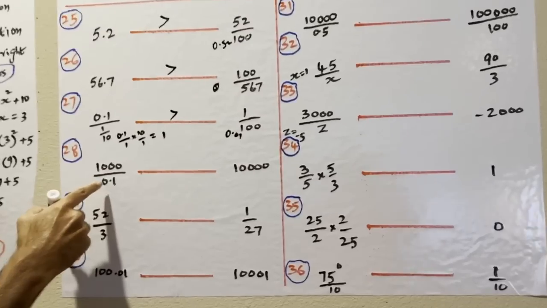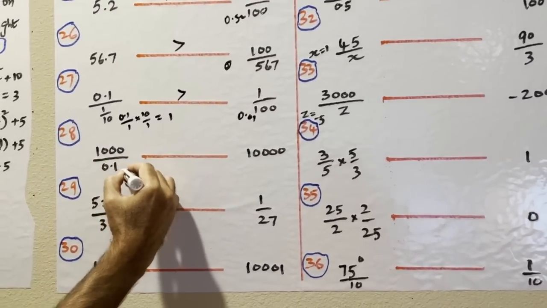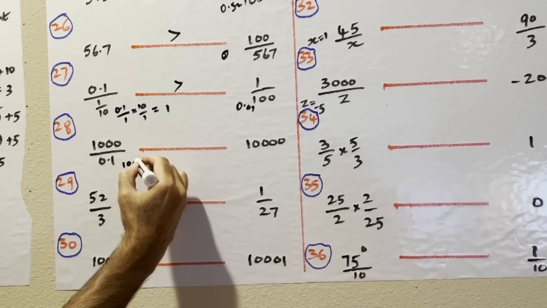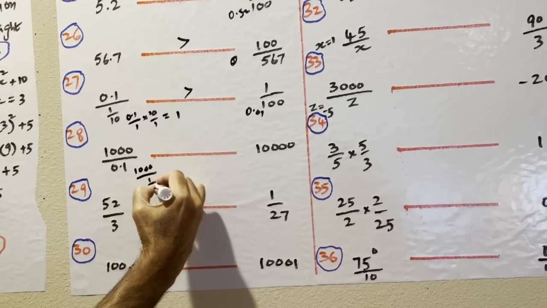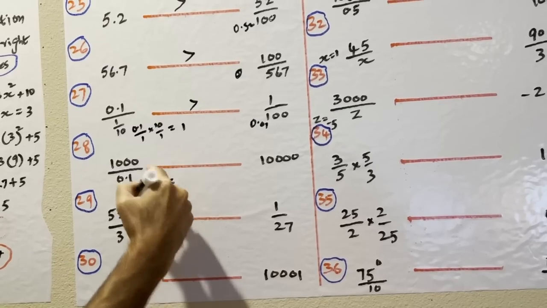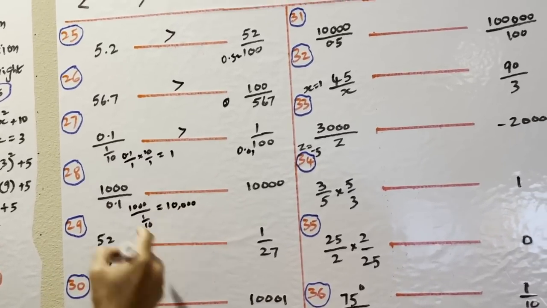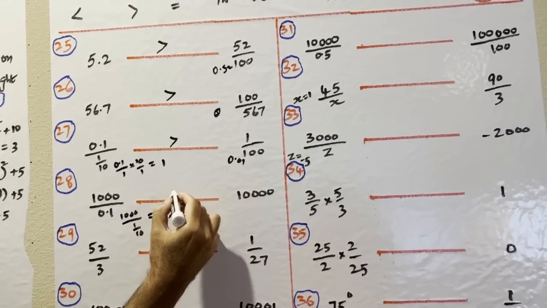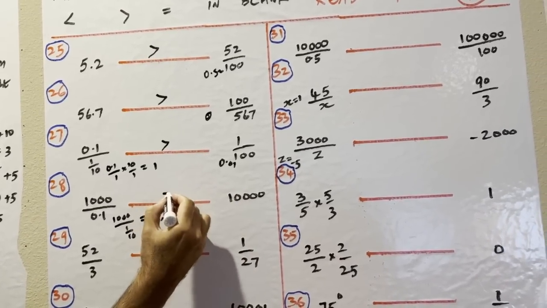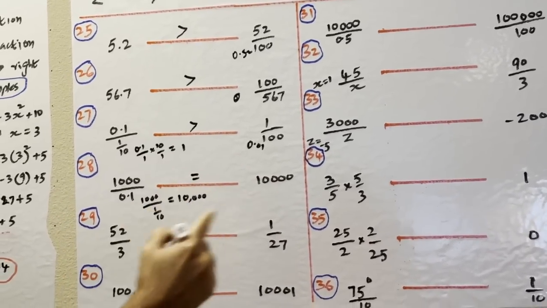Same here, 1000 times 0.1. 0.1 is 1 by 10. So this becomes 1000 times 1 by 10, which is equal to, you have to reverse it, right? So it becomes 10,000. On this side 10,000, so equal. The relationship is equal.